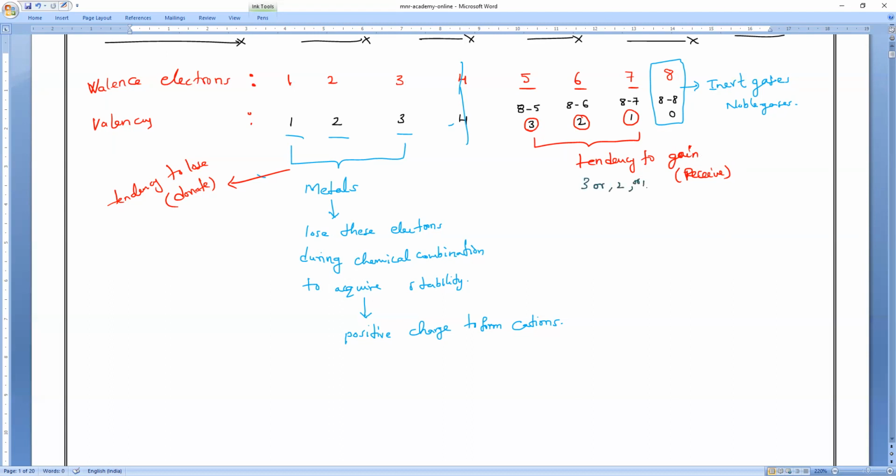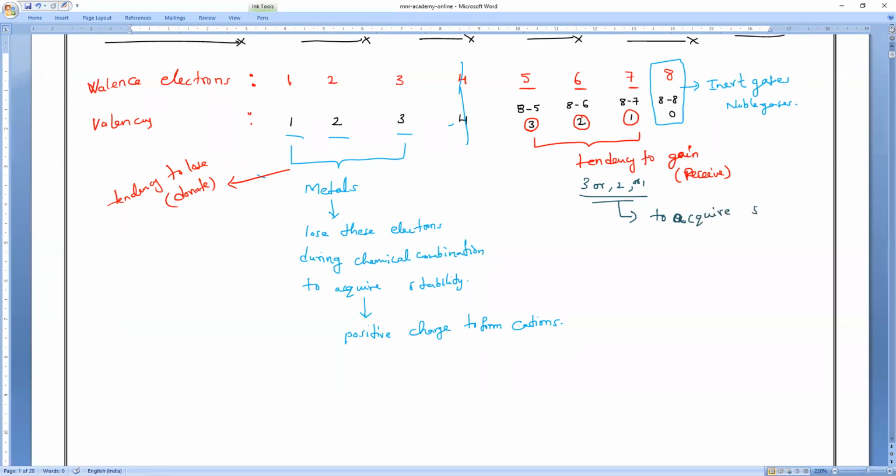So they are called as what? They are called non-metals. And they will gain the electrons to acquire what purpose?